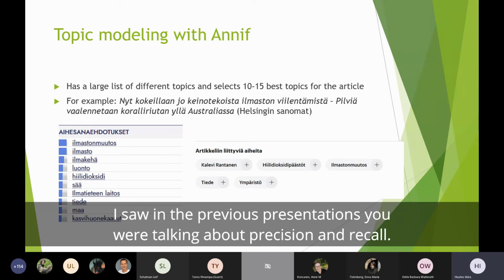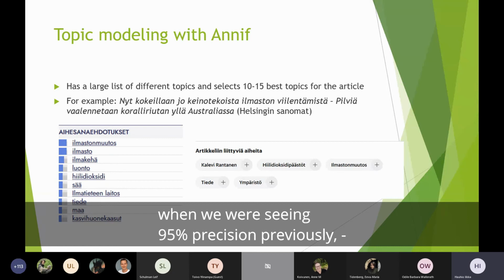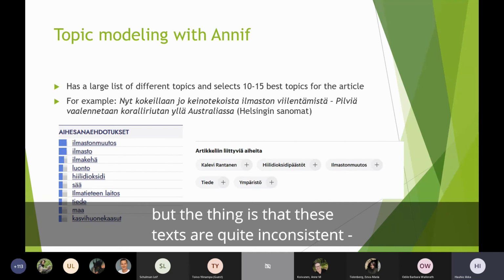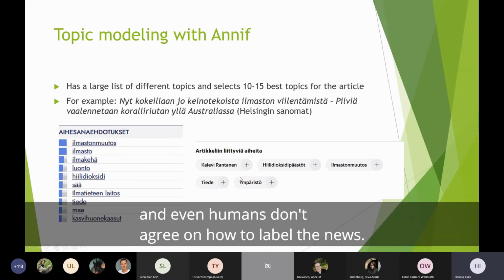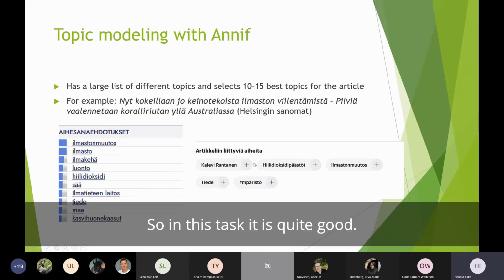I saw that in the previous presentations you were talking about precision and recall. So the precision and recall of this model are both about 65%. And that may sound a bit low when we were seeing like 95% precision previously, but the thing is that these tags are quite inconsistent, and even humans don't agree on how to label the news. So in this task, it is quite good.